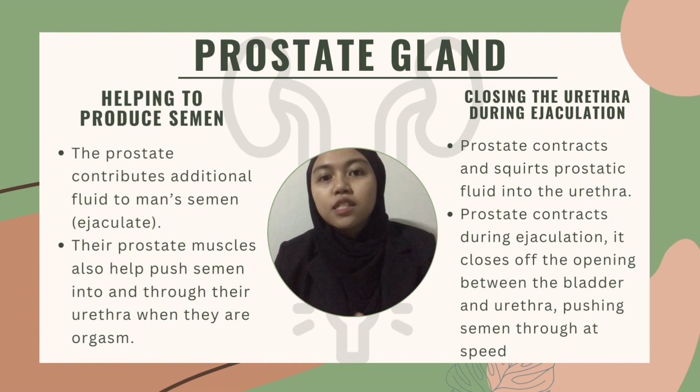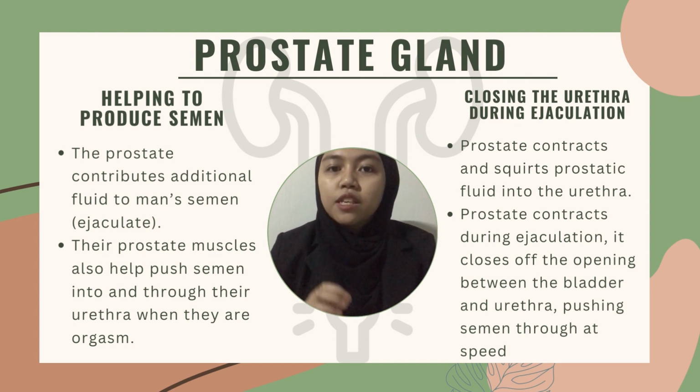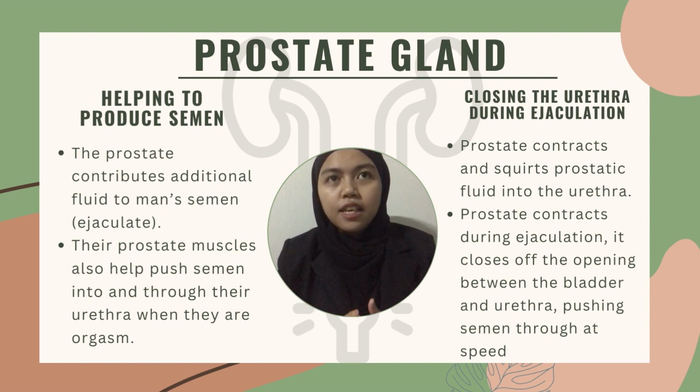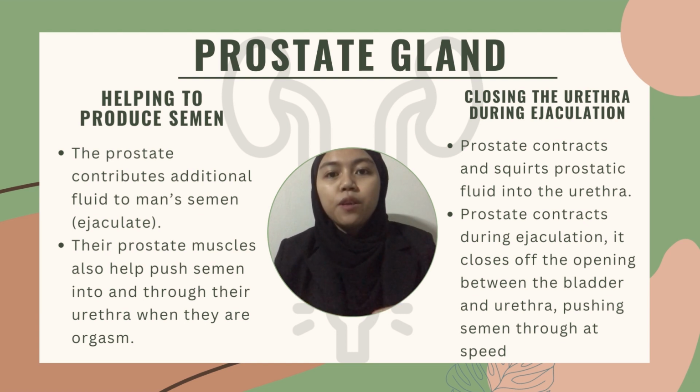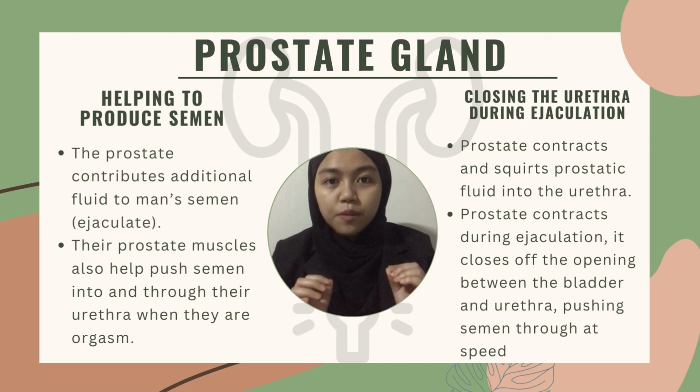And the next one is closing the urethra during ejaculation. During ejaculation, the prostate contracts and squirts prostatic fluid into the urethra. Here, it mixes with the sperm cells and fluid from the seminal vesicle to create semen, which the body then expels. When the prostate contracts during ejaculation, it closes off the opening between the bladder and urethra, pushing the semen through the spit. This is why, in a typical anatomic situation, it is impossible to urinate and ejaculate simultaneously.